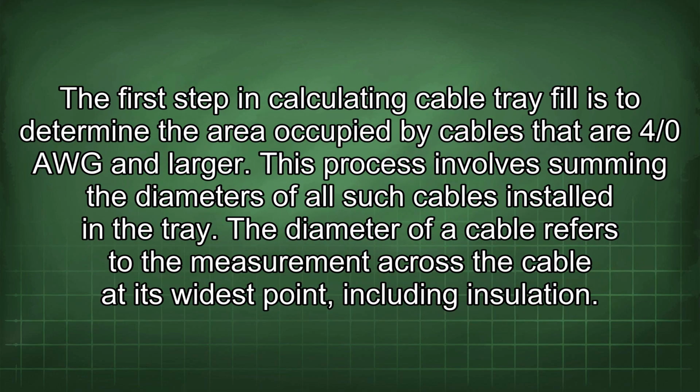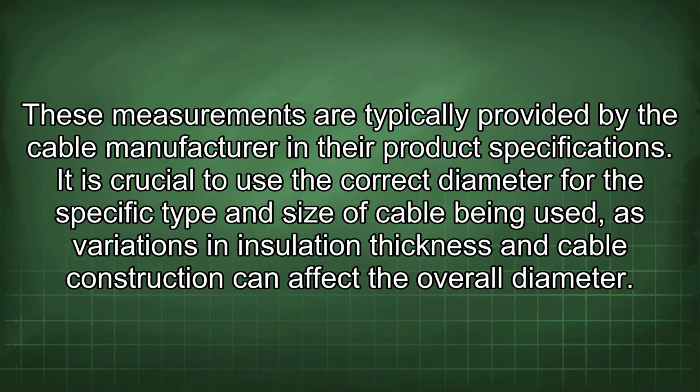The first step in calculating cable tray fill is to determine the area occupied by cables that are 4/0 AWG and larger. This process involves summing the diameters of all such cables installed in the tray. The diameter of a cable refers to the measurement across the cable at its widest point, including insulation. These measurements are typically provided by the cable manufacturer in their product specifications. It is crucial to use the correct diameter for the specific type and size of cable being used, as variations in insulation thickness and cable construction can affect the overall diameter.